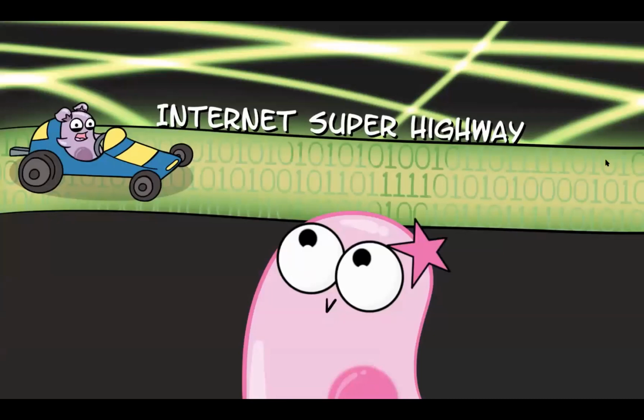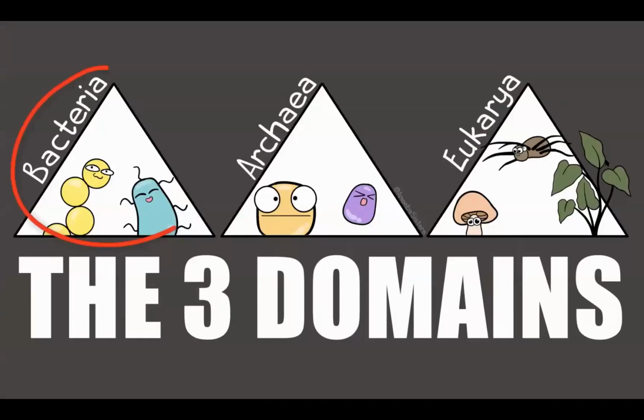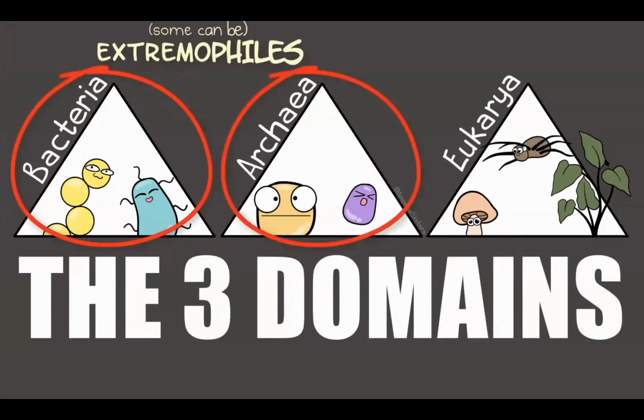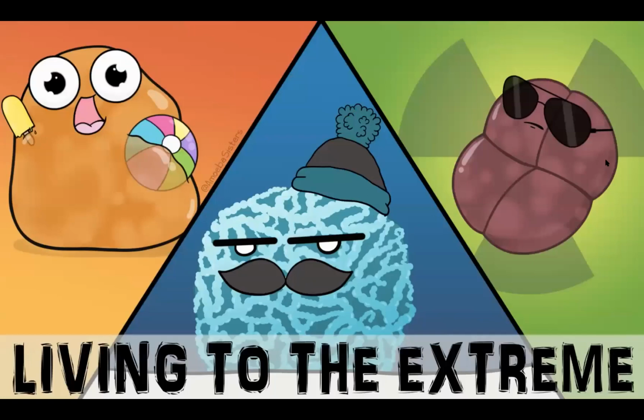Finally, some types of bacteria, along with other types of prokaryotes called archaea, can be extremophiles. Unlike our own cells, extremophiles can live in extreme environments where there may be excessive heat, chemicals that our cells would find toxic, or even radiation.